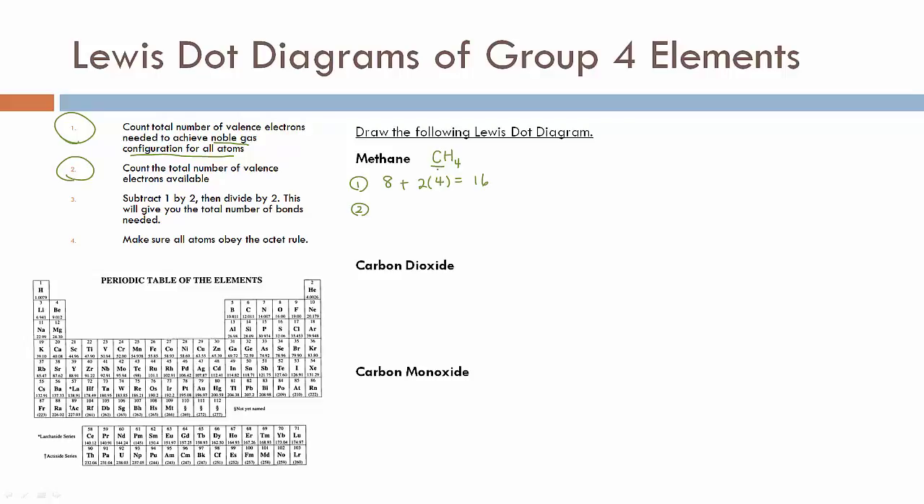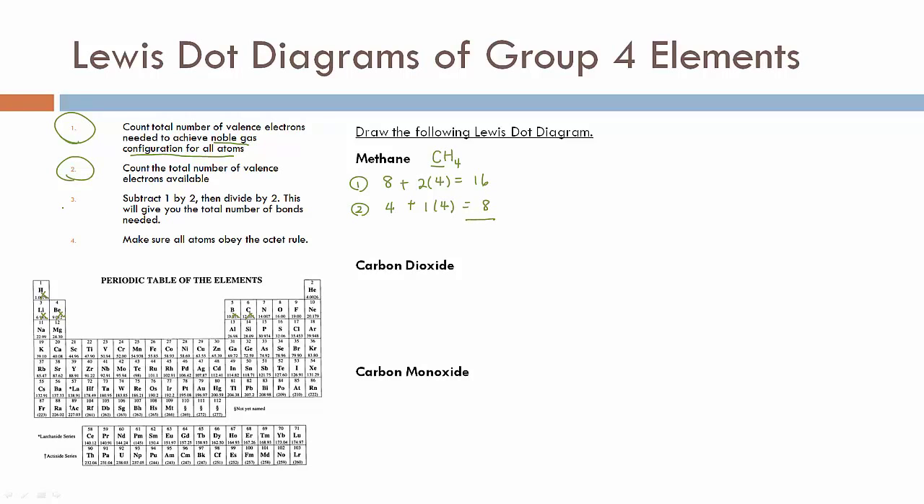The second step is to count the total number of valence electrons that are available. For carbon, to determine the number of valence electrons, you start from the left-hand side, the first group, and you count all the way to carbon. So it's 1, 2, 3, 4. Carbon has 4 valence electrons. Hydrogen, on the other hand, is in group 1, so it only has 1 valence electron. You multiply that value by 4 because there are 4 hydrogens.